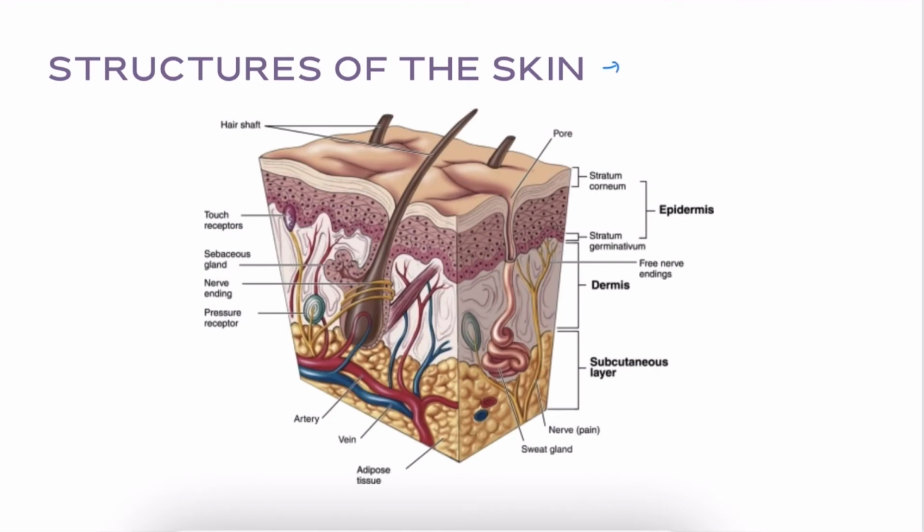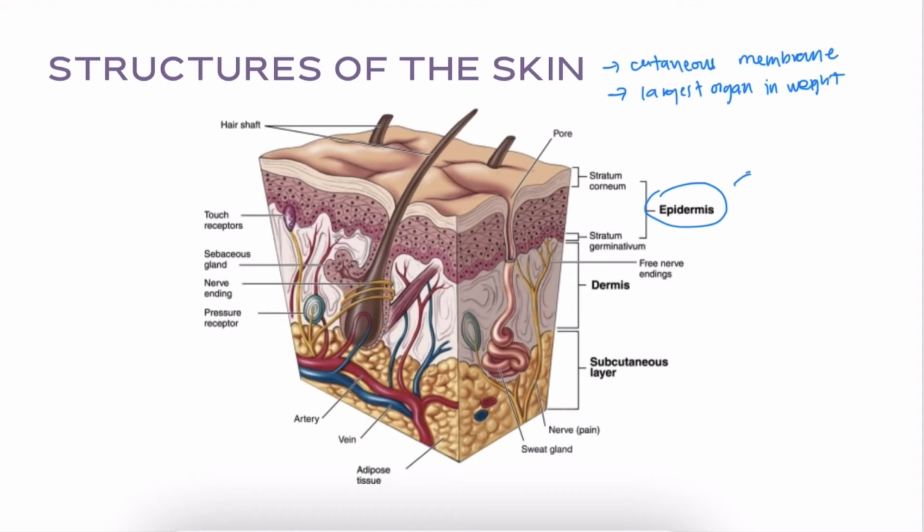Let's now talk about the structures of the skin. The skin is also referred to as the cutaneous membrane. This covers the external surface of the body, and this is the largest organ of the body in weight. So in adults, the skin covers about 7% of total body weight.